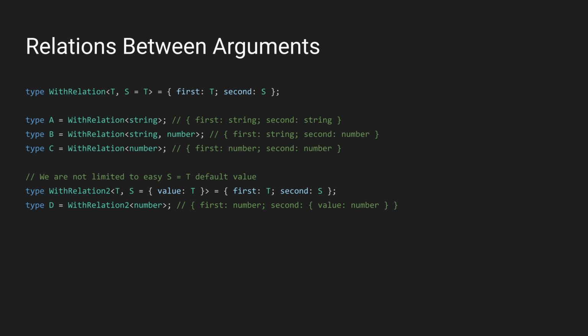We are not limited to easy S equals T default value. With relationship template shows that we can use the first argument's type as a part of the default value of S type. Here it's a source of value key type. Examine closely the template result in the last example.